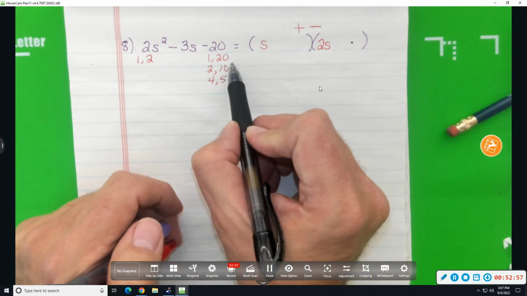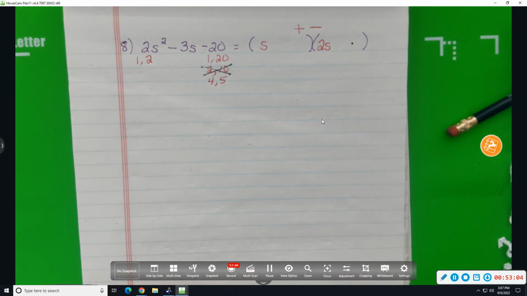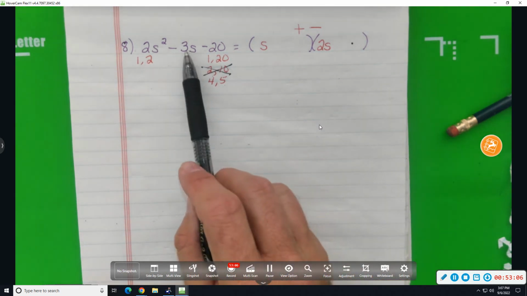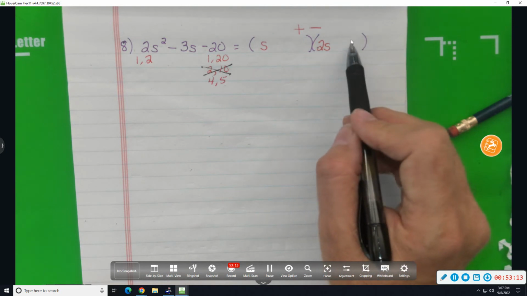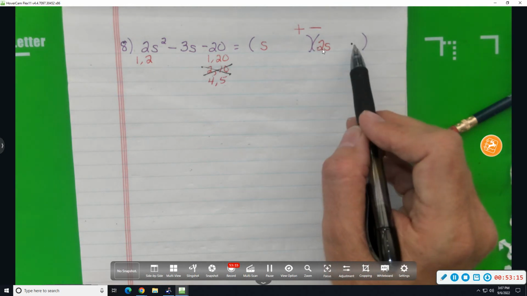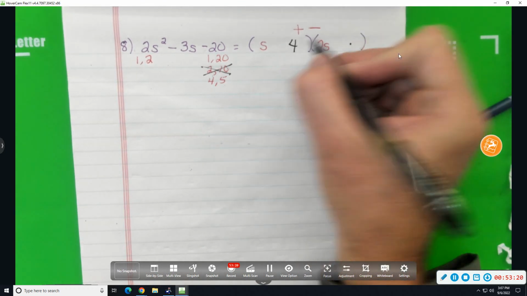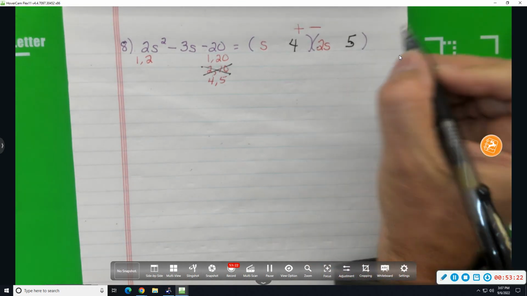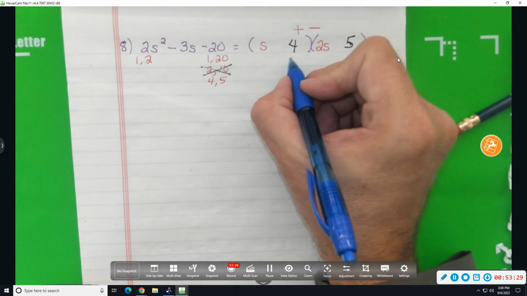So when you're testing, it's either the 4 and 5 that's going to work or the 1 and 20. I'm doubtful about that 1 and 20 because the middle number is so small. But if I'm going to try the 4 and 5, don't put the 4 with the 2. If you put the 4 here, they're both divisible by 2, so that can't work. So I'm going to try a 4 here and a 5 there. And let's look at the outer and inner.